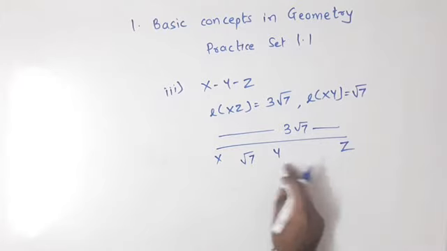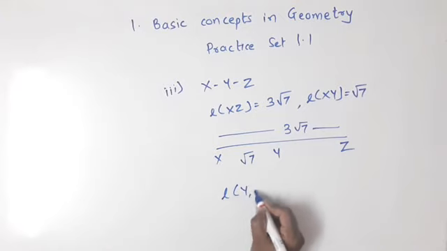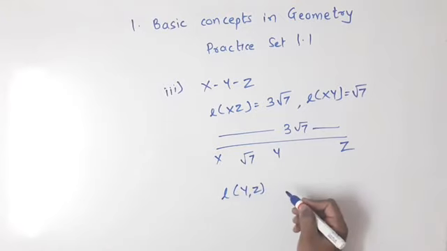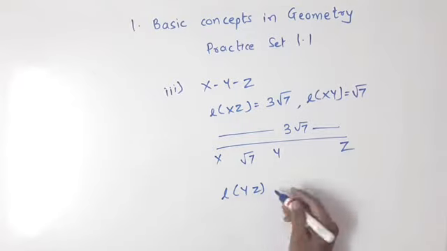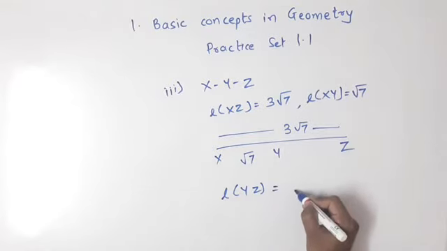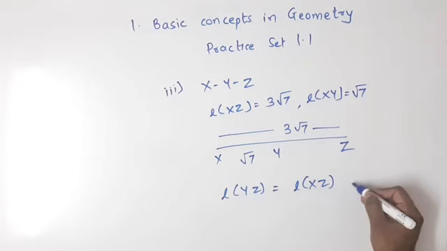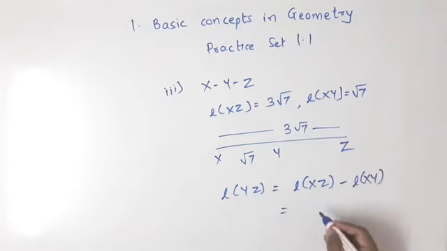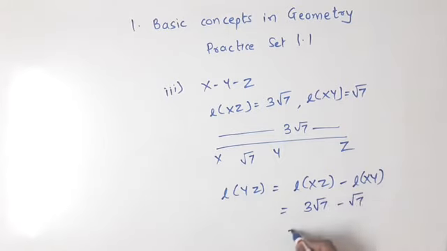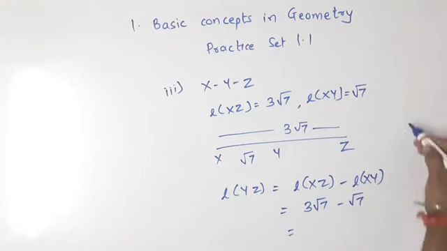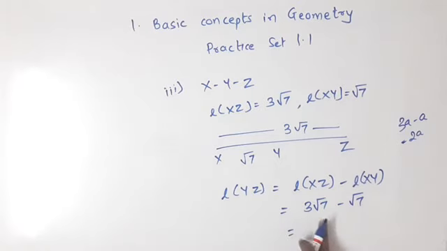So very simple. Length YZ, beg your pardon, length YZ will be equal to length XZ minus length XY. So that is 3 root 7 minus root 7. As you do, what is 3a minus a? It is 2a. So similarly, what is 3 root 7 minus 1 root 7? It is 2 root 7.